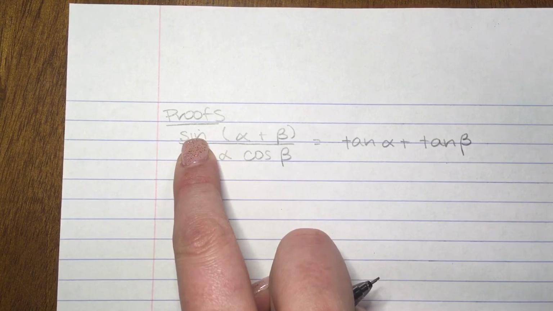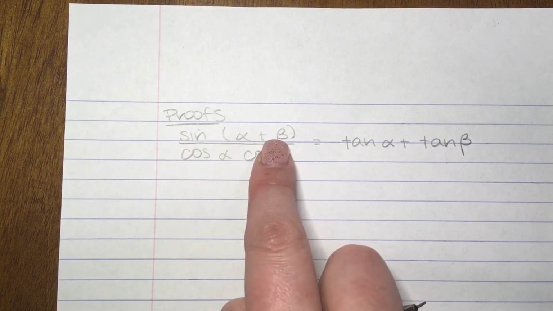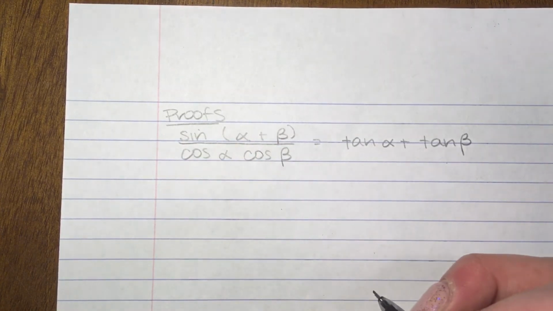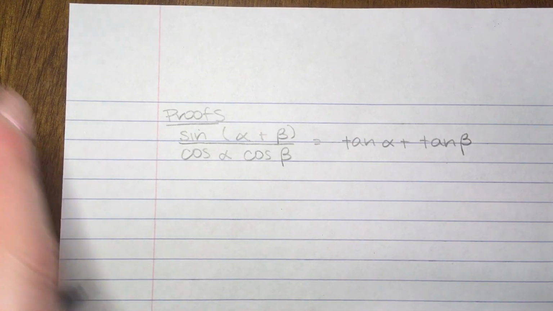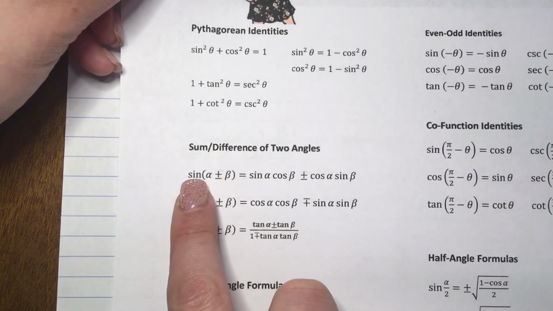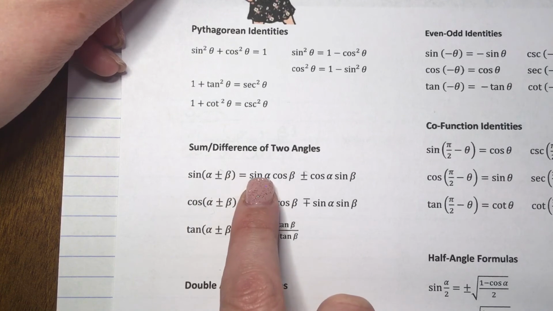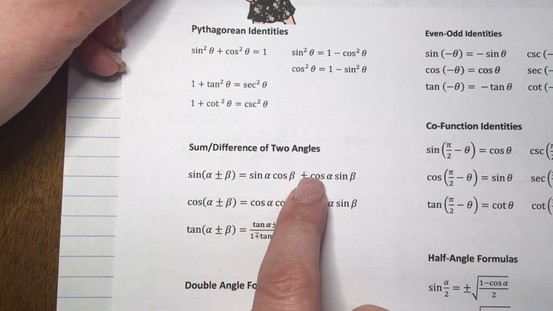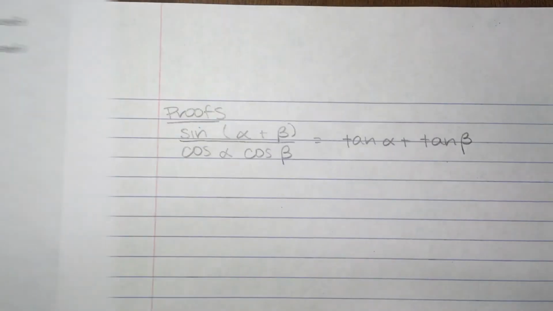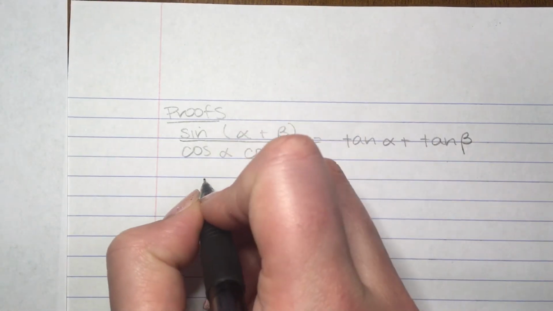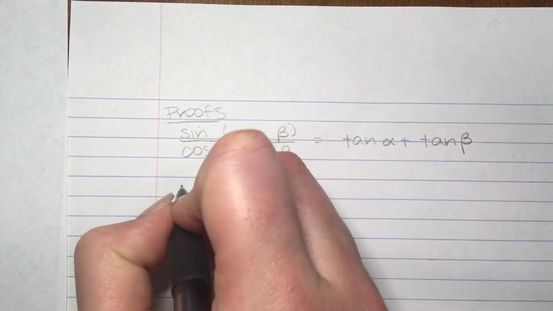So this is a sine sum problem, alpha plus beta. So I'm just going to look at my sheet for where we have the sum formulas, sum and difference. Sine of alpha plus beta means I'm going to do sine alpha cos beta plus cos alpha sine beta. So I'm going to go ahead and write that out.